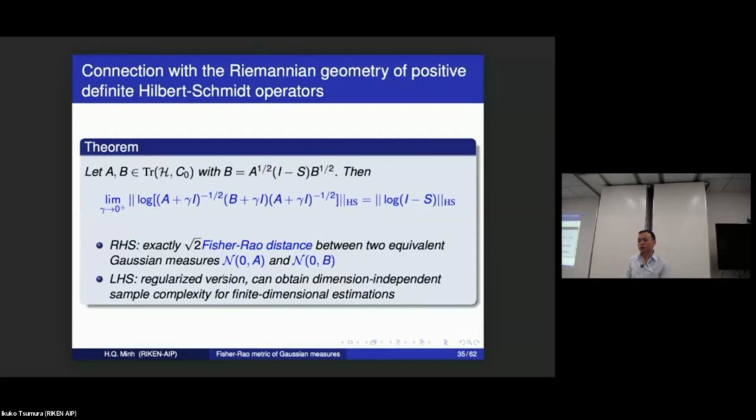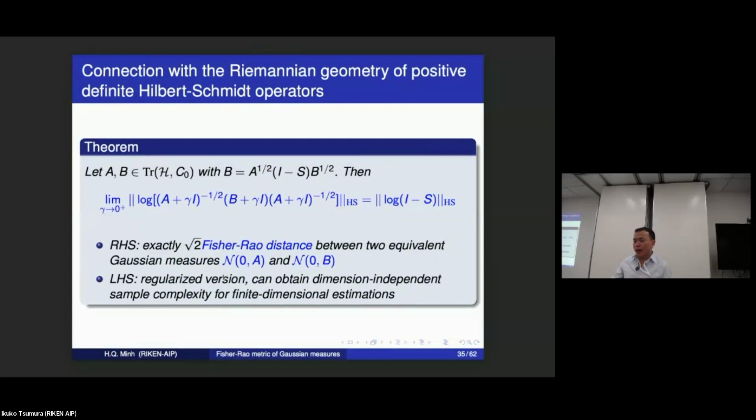And so what is the connection of this with the Riemannian geometry? Positive definite Hilbert-Schmidt operators. So we were actually using the extended Hilbert-Schmidt operators to formulate the Riemannian manifold structure for the Fisher-Rao metric.